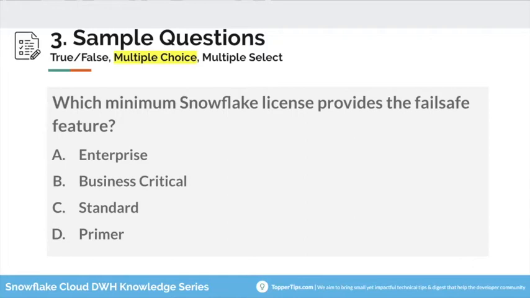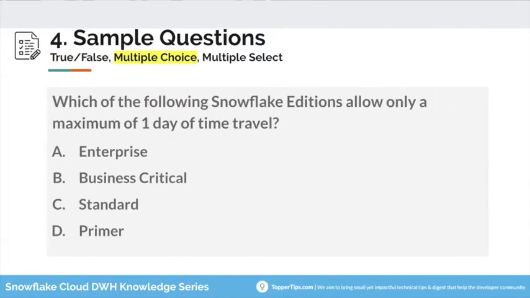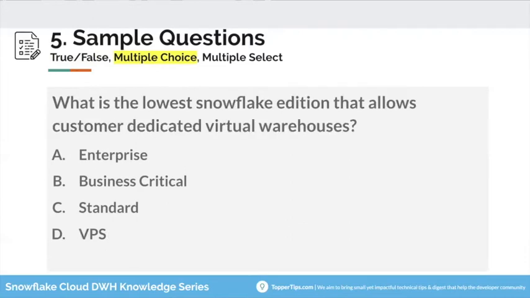We discussed that point. Which of the following Snowflake editions allows only a maximum of 1 day of time travel? A simple question to answer. What is the lowest Snowflake edition that allows customer dedicated virtual warehouse? We have seen that point in our feature matrix.